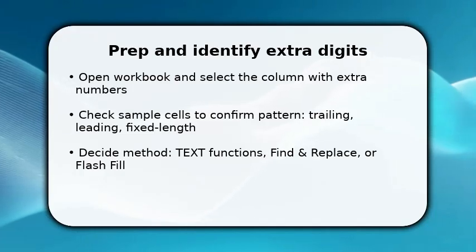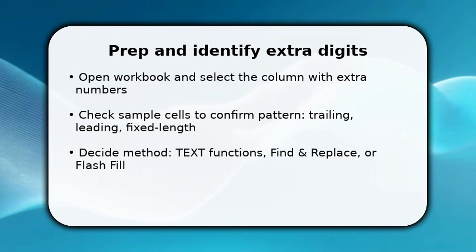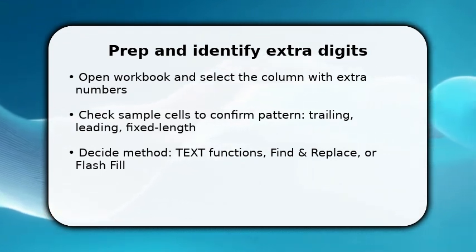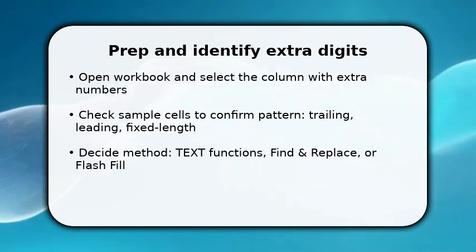You start by locating the column that contains the extra number so you can act quickly. Once done, sample a few cells and note whether the extra digits are leading, trailing, or mixed. That determines the approach. Make sure to pick a method. Use a formula when patterns are consistent, find and replace for identical characters, or flash fill for examples.